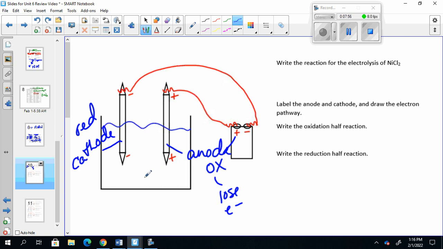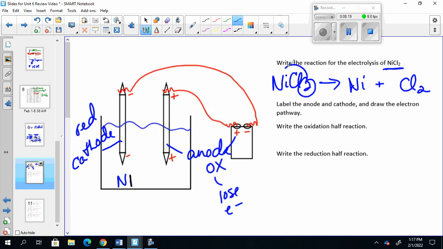So I like to write out my reaction and have my ions down here. So it says I'm going to do NiCl2. So NiCl2 is together, and I'm going to separate it into nickel and chlorine gas. So Ni, the positive ion, so let's figure out what it is. That 2 came from up here, so it's a +2. Ni with a +2 charge is going to be attracted over here on the negative side. The Cl, which has a -1 charge, is going to be attracted over on this side.